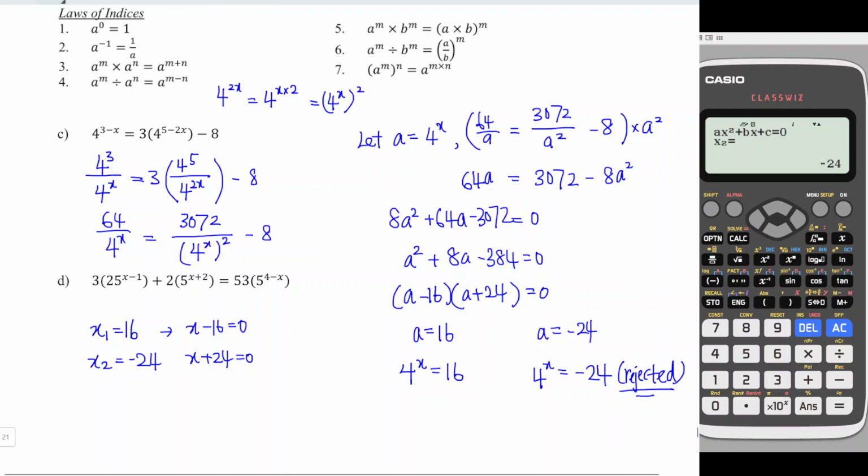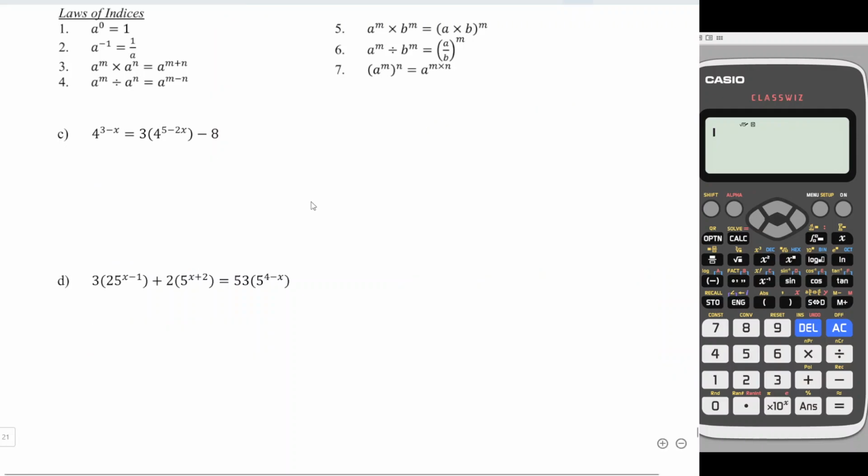So from here, 4^x is equal to 16. In order for us to know what x is, we determine the same factor. For 4 and 16, we know that 4 squared is equal to 16. Which means that x is equal to 4, and we are done.